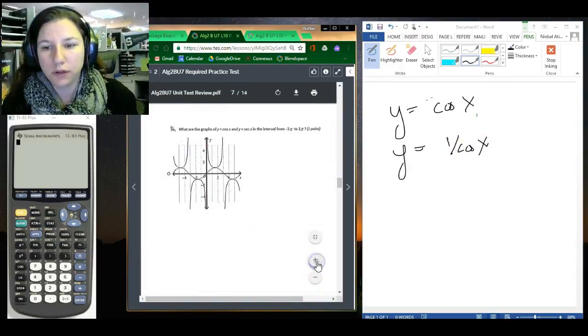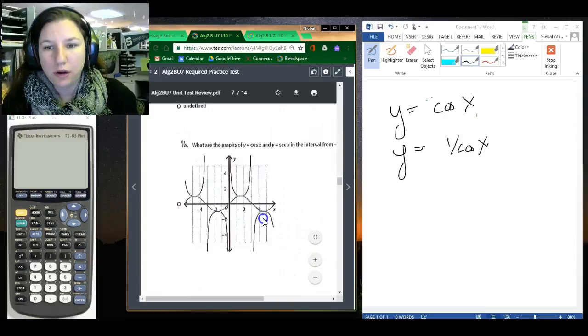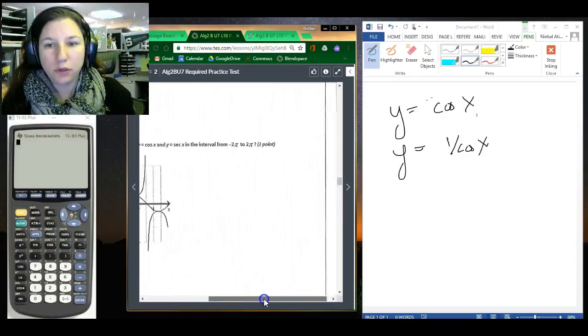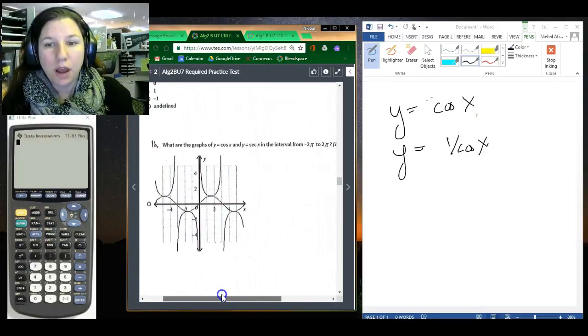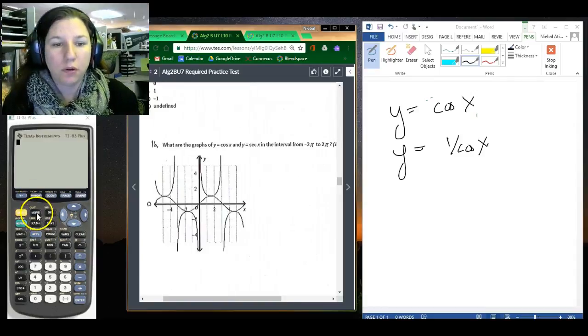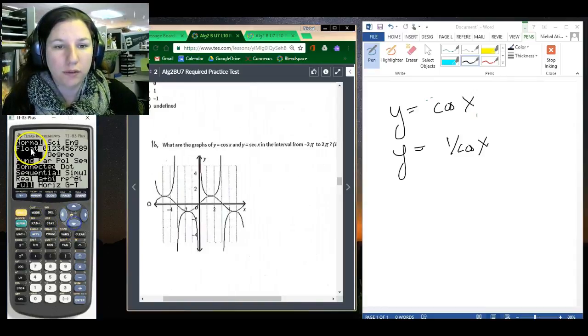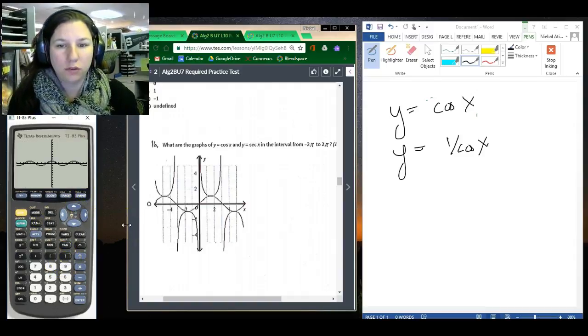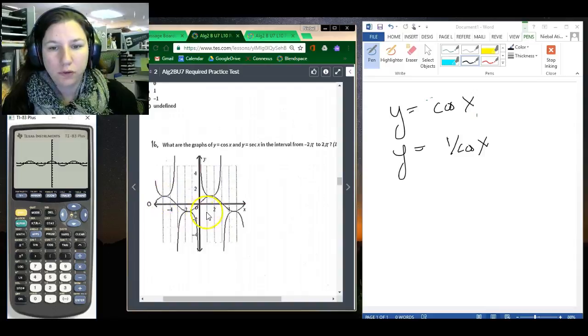So let's zoom this in a little bit so you can compare our graphs. So the interval, they want it from 2 pi to negative 2 pi. All right, I'm not being given any degrees here, so I'm going to go to my calculator and make sure my mode is in radians. So you'll hit enter to select that. And then I'm going to go to y equals, I want to graph cosine x. Okay, and we'll take a look at what that looks like, all right? So that's this little curve right here.